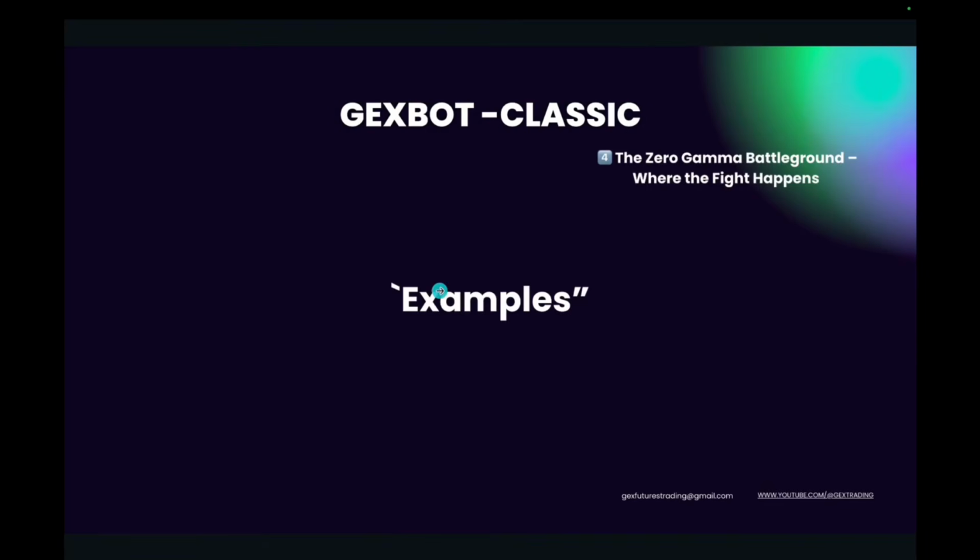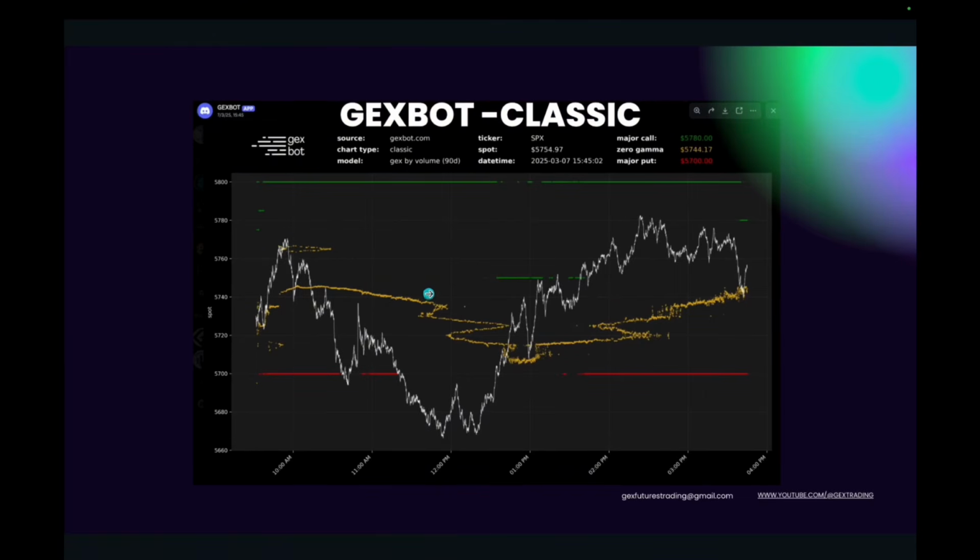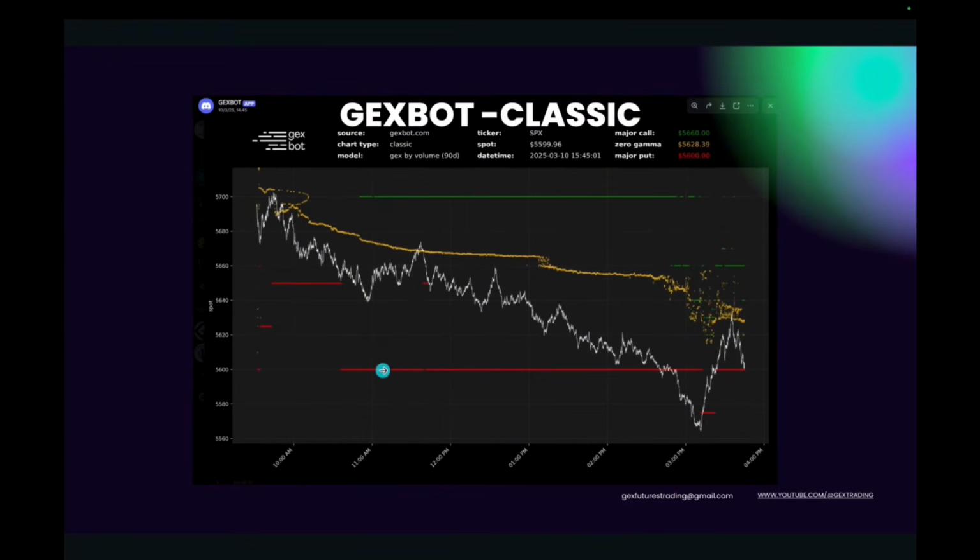Now, let's go for some examples of zero gamma. This is the one that we just mentioned. That was on the 7th. This is on the 10th of March. Look how the market started. It was a battle. You see this clustering here, these clouds of zero gamma. It's not a line. It's just a cloud. It's just clustering. That's a battle, right?